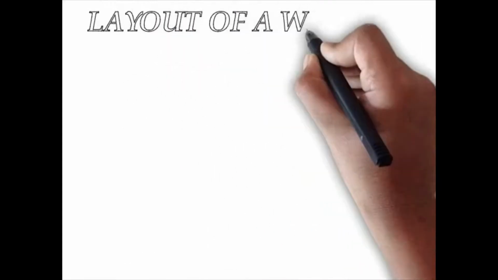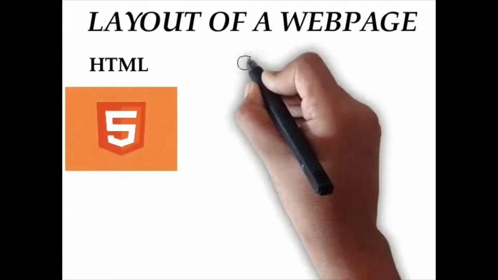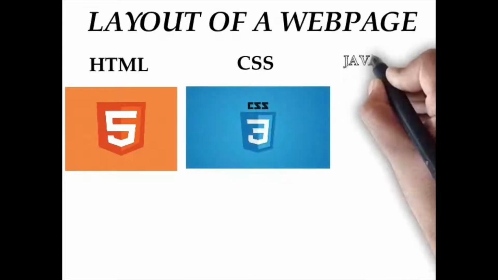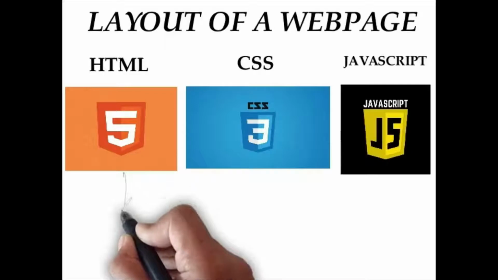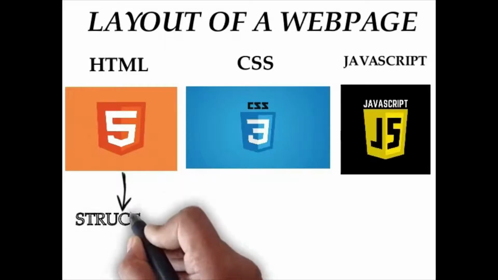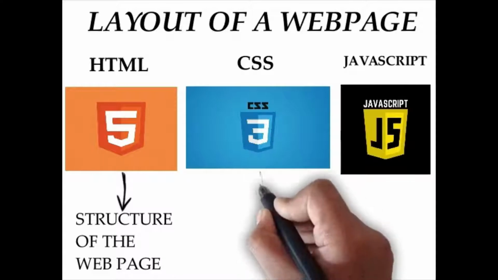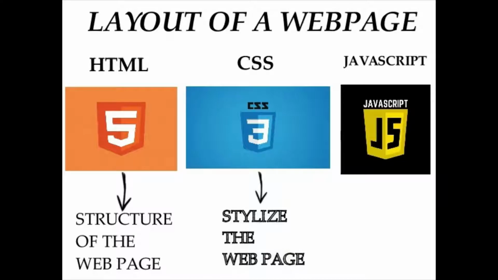Now, the layout of a web page is provided by three major components: HTML or Hypertext Markup Language, CSS or Cascading Style Sheets, and JS, which you can also call JavaScript. HTML provides the structure of the web page, CSS gives the web page a nice style, and JavaScript increases the interactivity of a web page so that you can have a better experience.